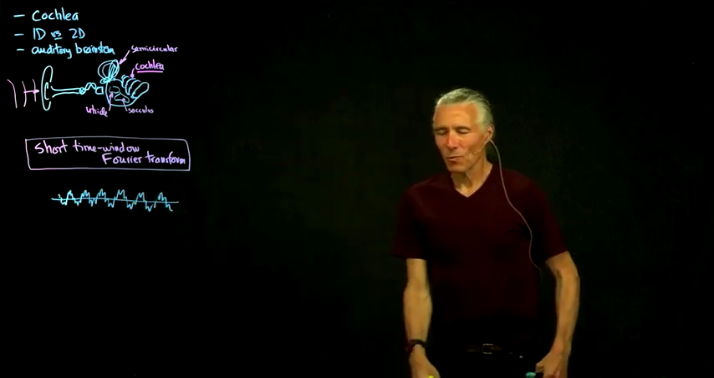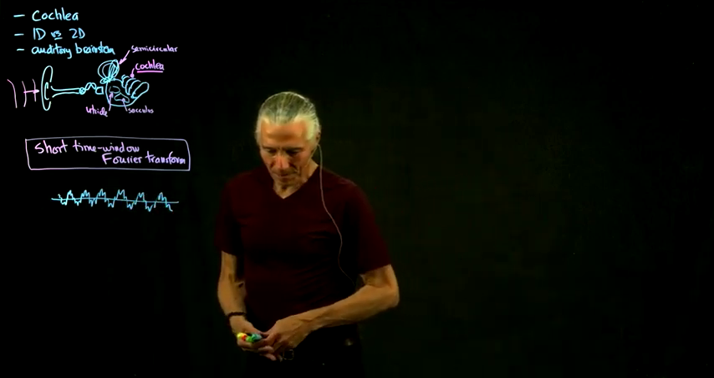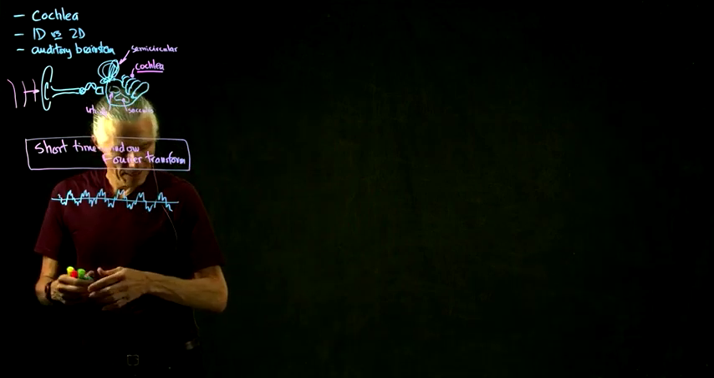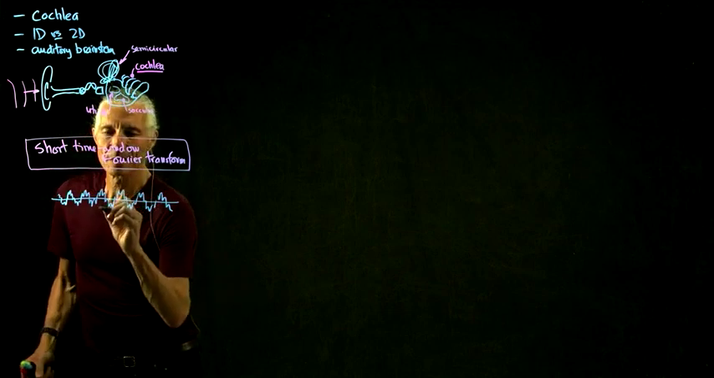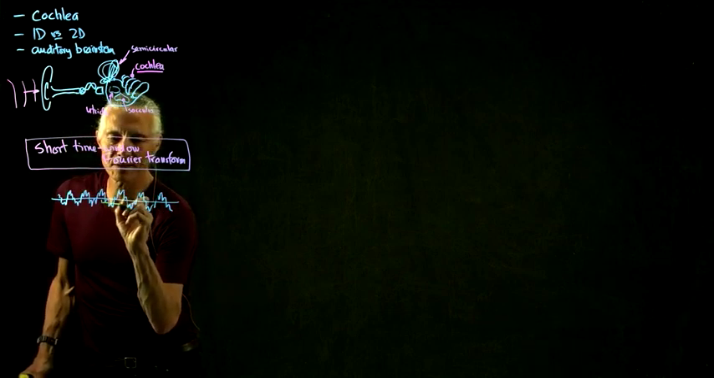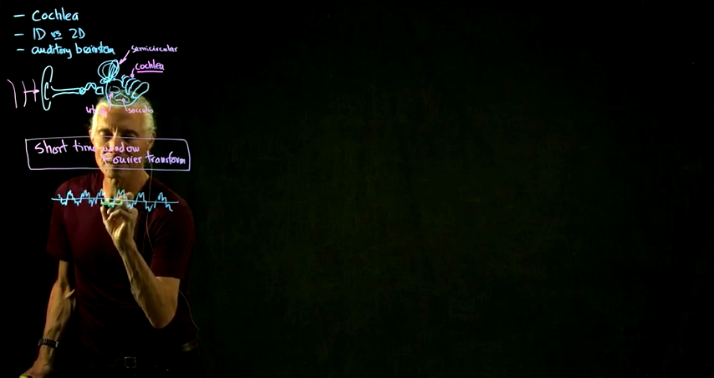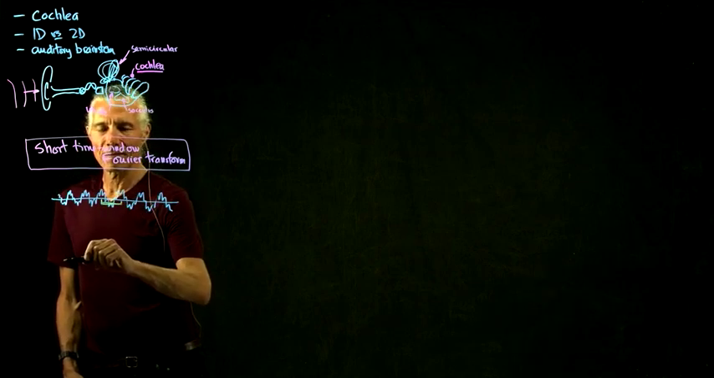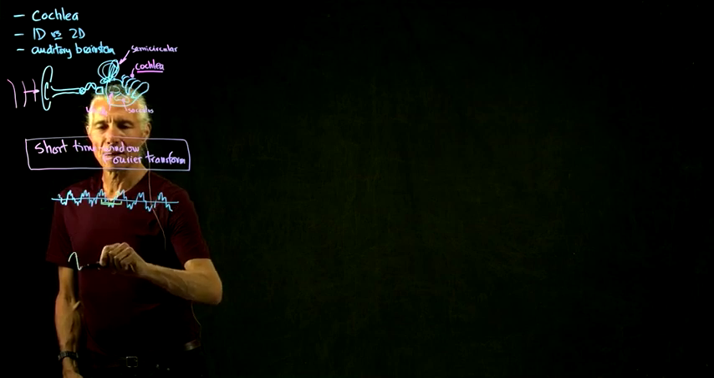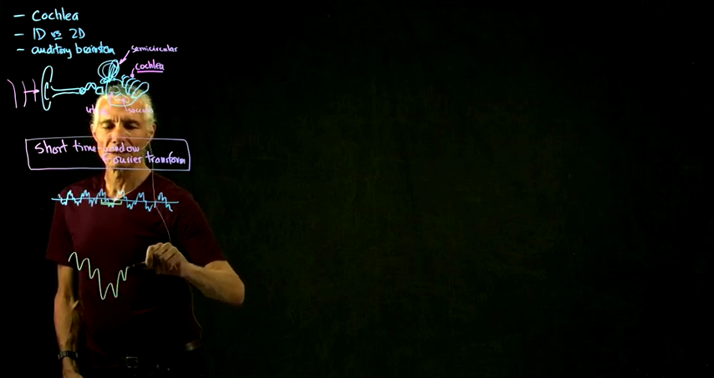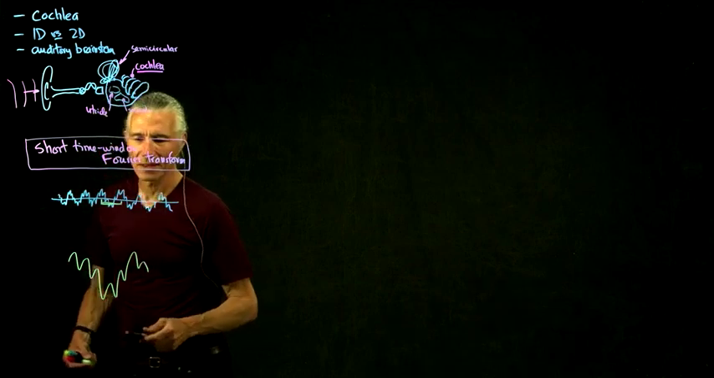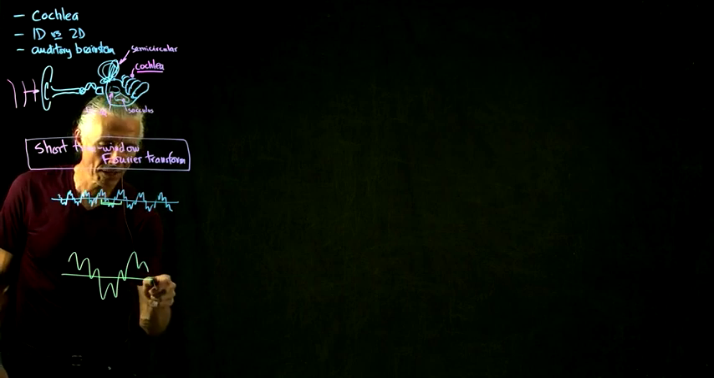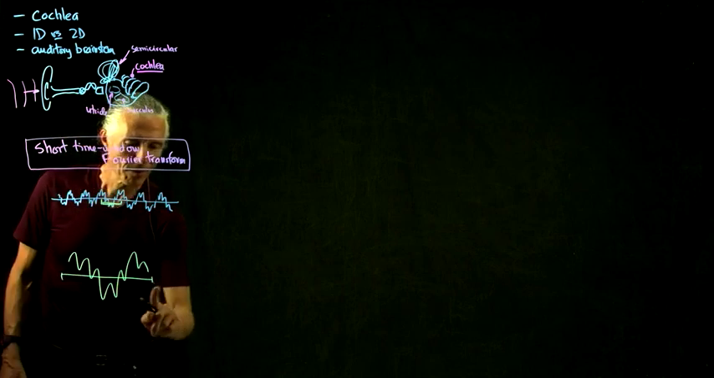So what does the cochlea do? If we take a little chunk of that signal, say from here to here, and blow it up, what does that look like? It goes up, down, something like that. Okay, so that's our signal for a little chunk of time. And so what is a Fourier transform?